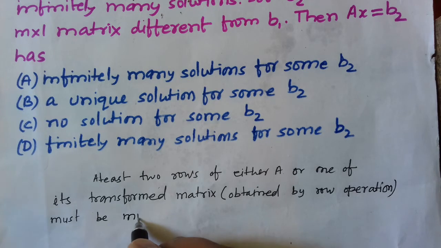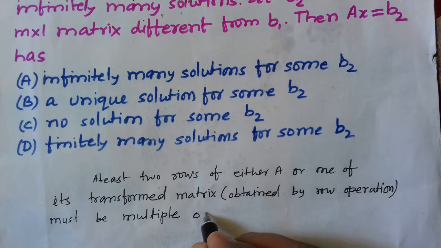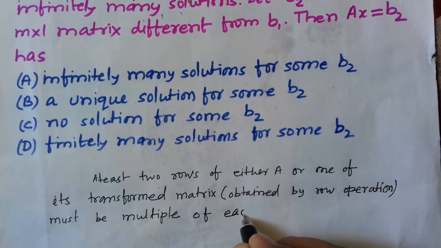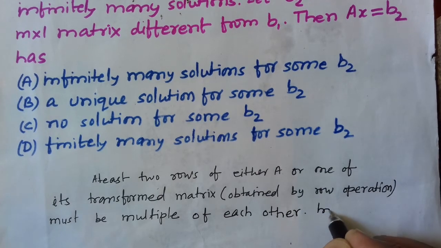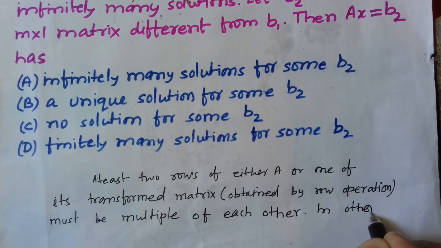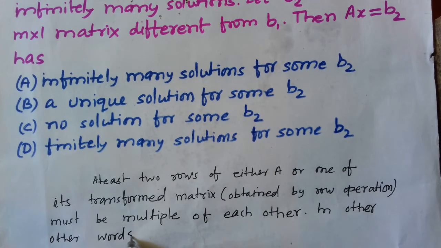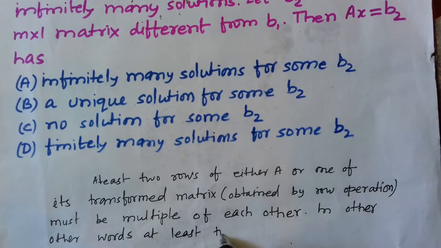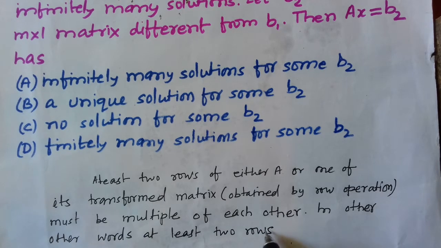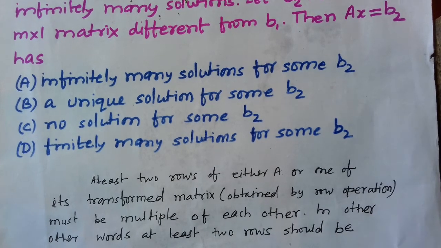Must be multiple of each other. In other words, at least two rows should be dependent.